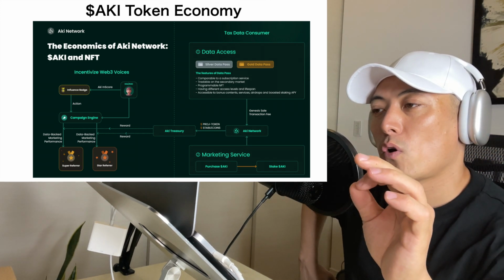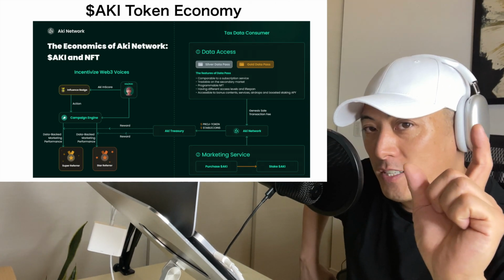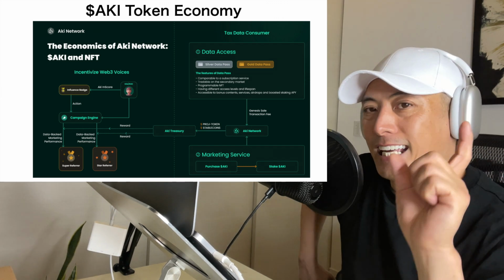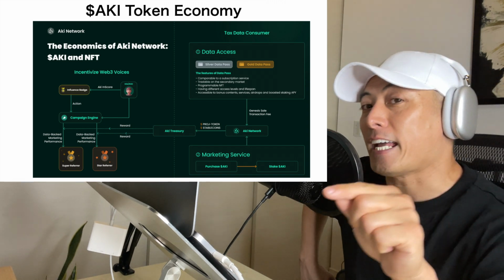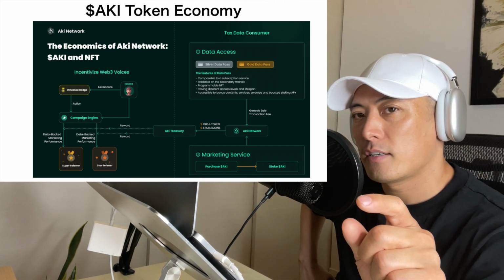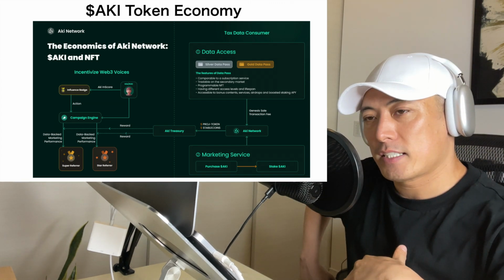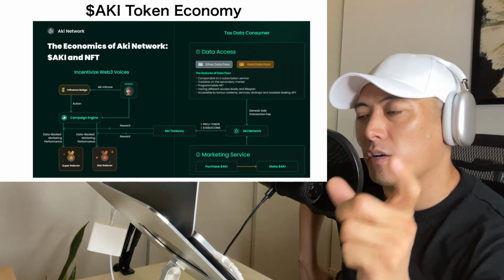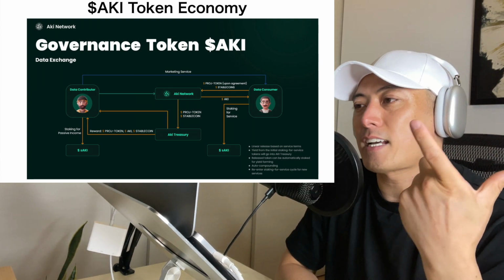Also, once AKI provides staking solutions for these tokens, those influencers who receive AKI tokens as incentives in the marketing campaign will stake them. That is why selling pressure on the AKI token decreases, right? So that's the key token economic design. All right. Then of course they're going to use the AKI token as a governance token.